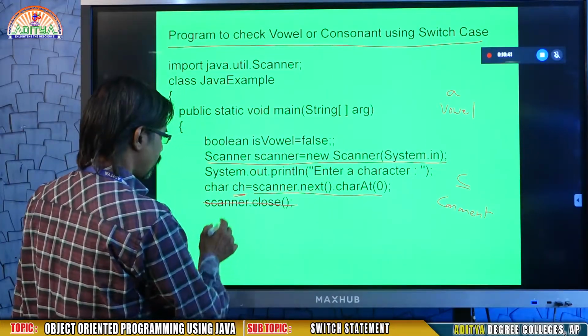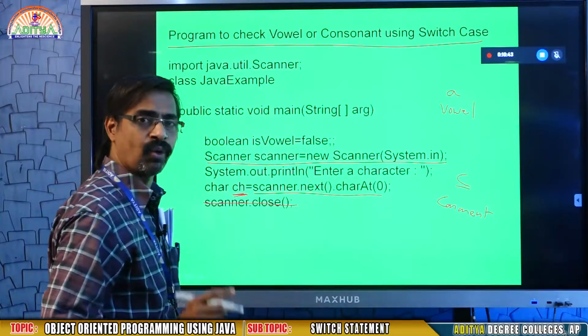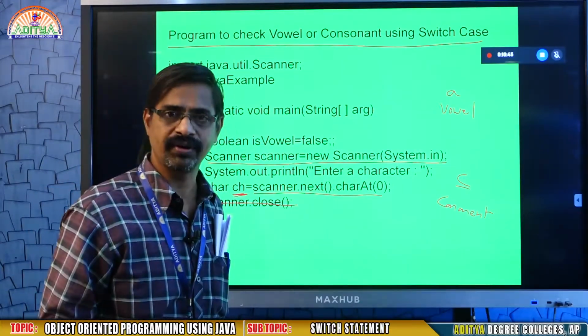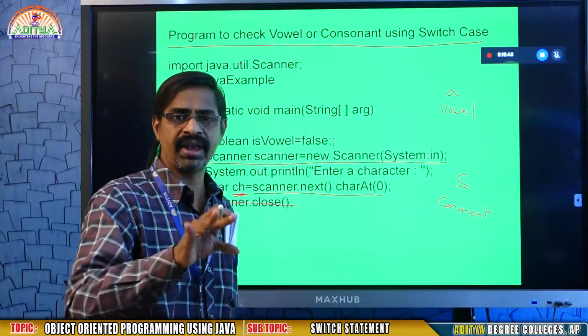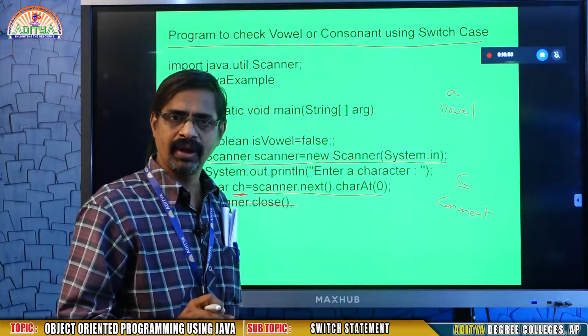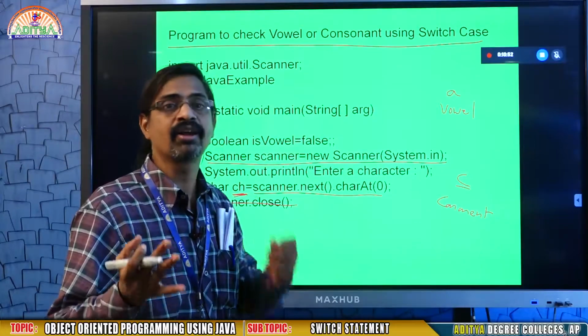Okay. Now, what is the character there in ch? I want to find whether it is a vowel or a consonant. As you know already, A, E, I, O, U, these are the vowels. Other than A, E, I, O, U, everything remaining will be consonants.